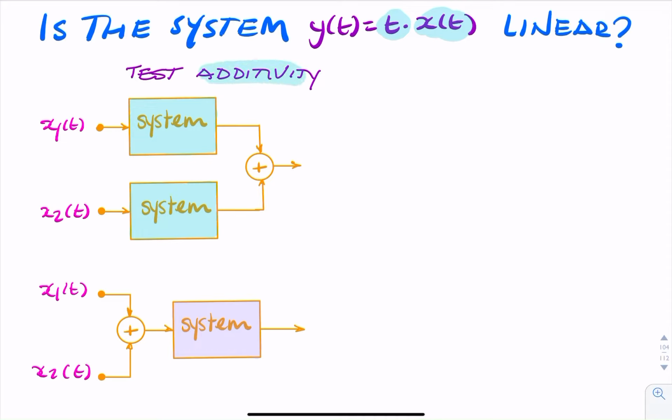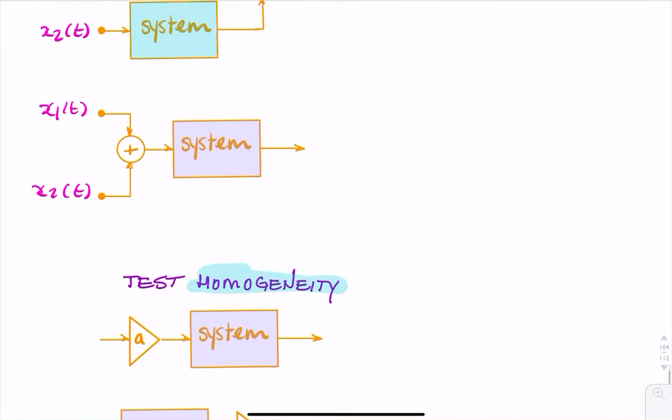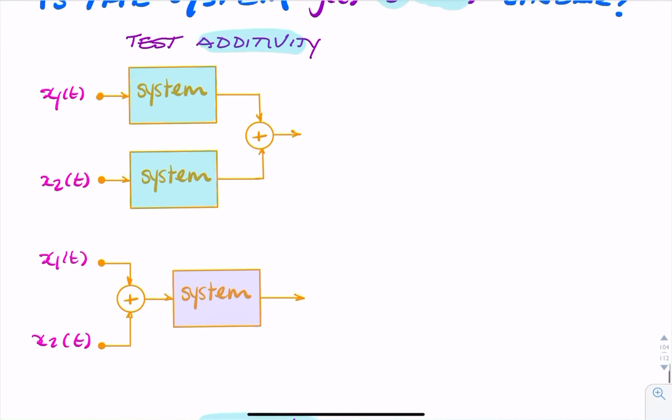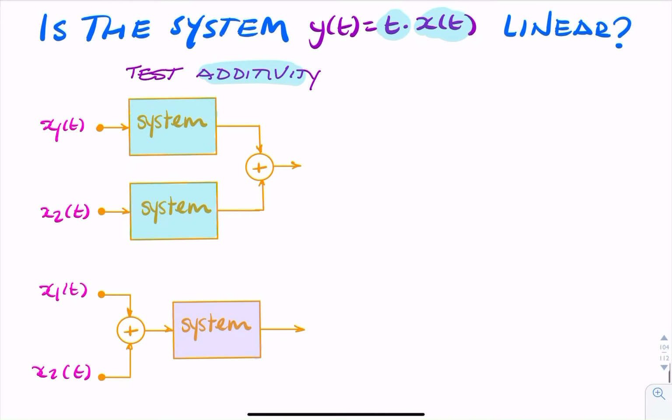So we're testing additivity first. After that, if it passes, we test homogeneity. So additivity first. What we do is we look at x1 of t as it goes through the system. It comes out simply as t times x1 of t. And x2 goes into the system and pops out as t times x2 of t.